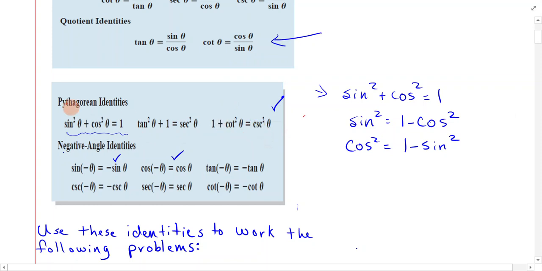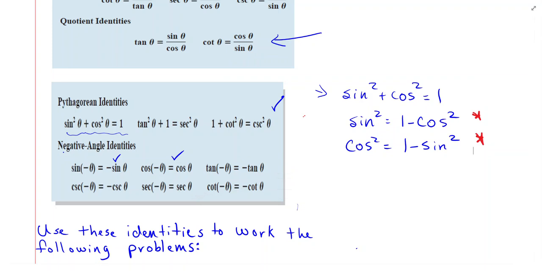You can rearrange this one, as I've shown here. If I subtract cosine squared, I get what sine squared is. If I subtract the sine squared, I get what cosine squared is. So you may use these, but they're not usually printed somewhere. They're things that you could come up with on your own. Then there's some negative angle identities right here. And so those would be important as well.